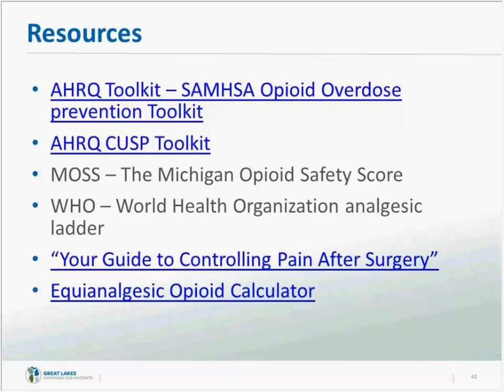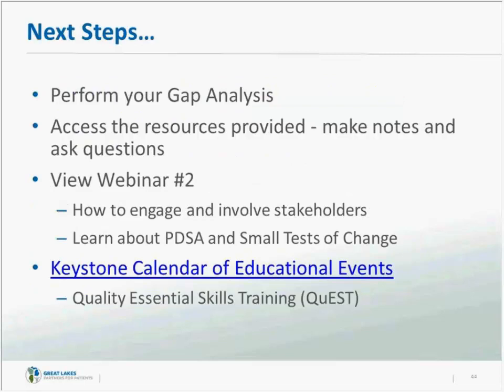Here are some of the resources you'll find on the community site. For example, the MOS tool that Roy discussed is available there. Now that you've viewed Webinar 1 for the starter pack, you can work through your gap analysis. Gaps for each area of harm are available on the community site in the starter pack folders. Next, you'll want to view Webinar 2, also in the starter pack folder on the community site. The second webinar will focus on the how of the improvement work.